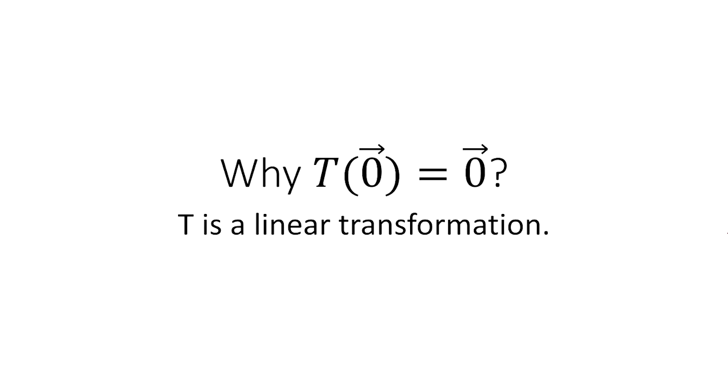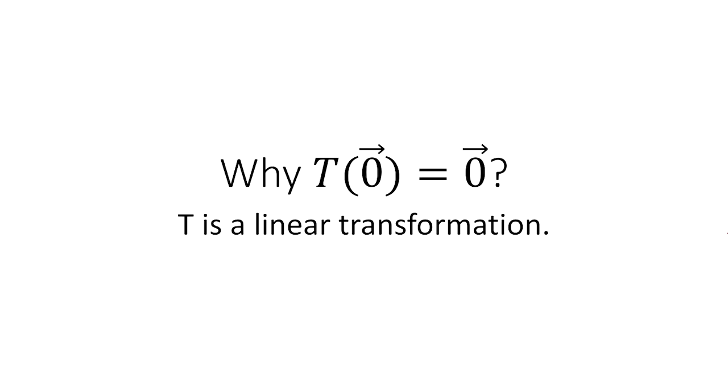Hi, in this video I'm going to show you why T of 0 is equal to 0, where the 0 has an arrow on top of it to represent that 0 is a vector. This applies if T is a linear transformation, so this seems obvious but not quite.